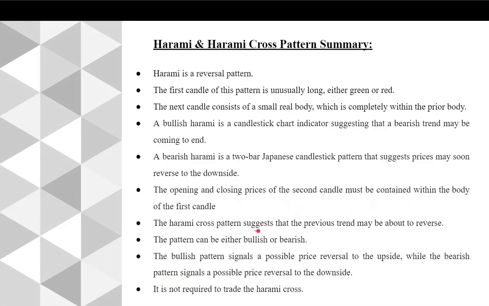The Harami cross pattern suggests that the previous trend may be about to reverse. Another point is the pattern can be either bullish or bearish. The bullish pattern signals a possible price reversal to the upside, while the bearish pattern signals a possible price reversal to the downside. And the last point is it is not required to trade the Harami cross. You can just see it, identify it, and be cautious about a trend reversal. And if you see a confirmation, then you can enter a trade.